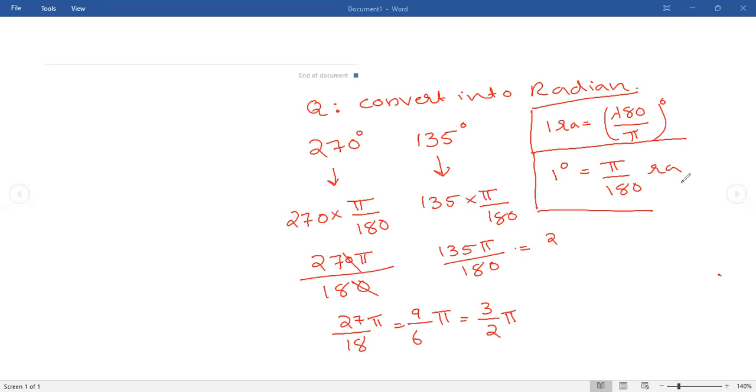So how will you get the answer? Okay, come on, tell me the answer. Sir, 27 divided by 36. Okay, good. 27 divided by 36, right? Again, is there any number that divides both? What about 9? Yes, 9 will go into both. So it will be 3 divided by 4, right? 3 by 4 pi.